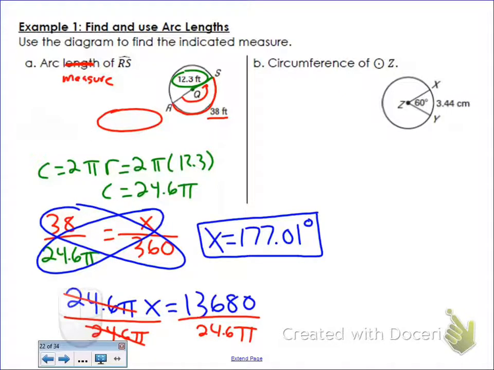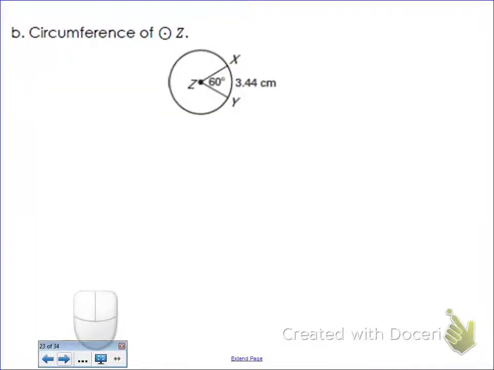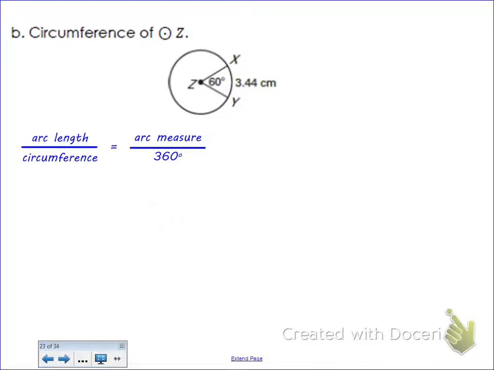All right, so let's go ahead and move on to example 1b here. We'll go to a new page for this one, give us a little more room. So this one, we want to find the circumference of circle Z. Again, we're going to use this proportion, arc length over circumference equals arc measure over 360. The first thing we should do again is identify what I am trying to find. So it wants me to find the circumference of circle Z. Circumference is located on the bottom left-hand side of my proportion. So that's what I'm looking for.